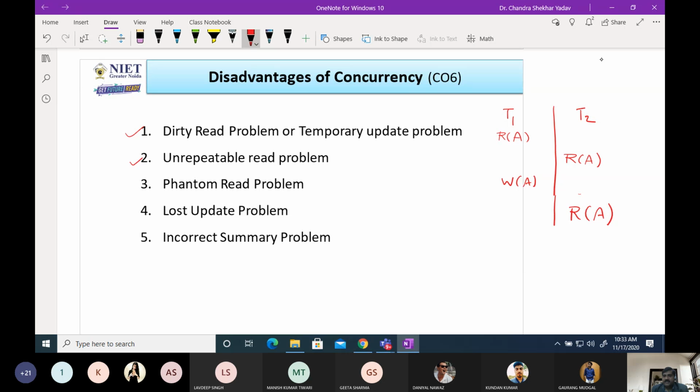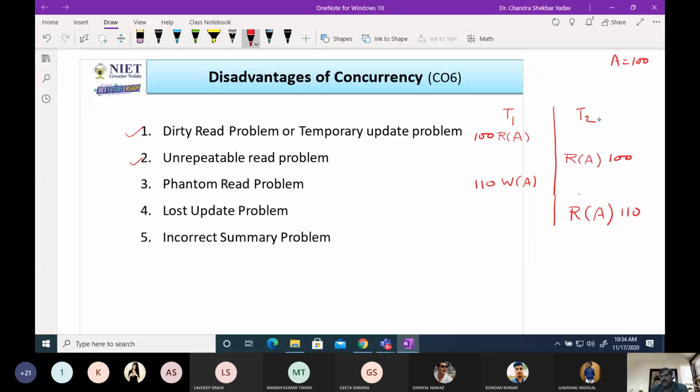So suppose in the starting, the value of A in the database is 100. T1 reads that value 100. Now T2 performs read operations. First T2 will search that value in the RAM and in RAM the value is 100. So T2 will read the value 100. But T1 performs write operations and now the value 100 becomes 110. Now T2 performs read operations again, but the second time T2 reads the value 110.